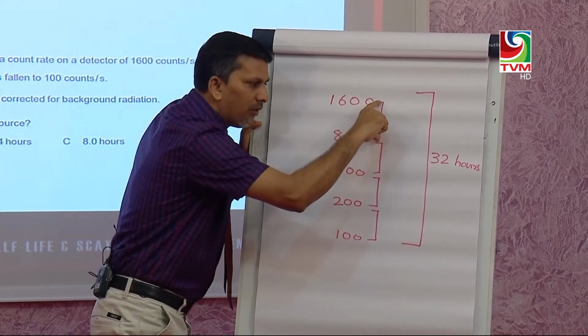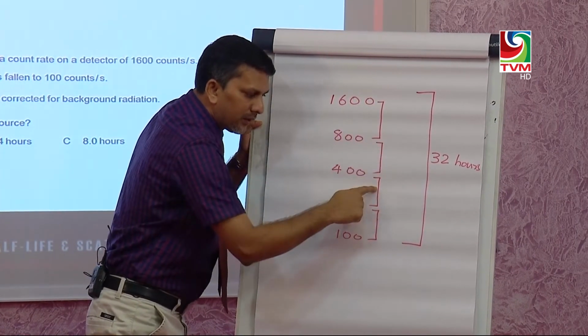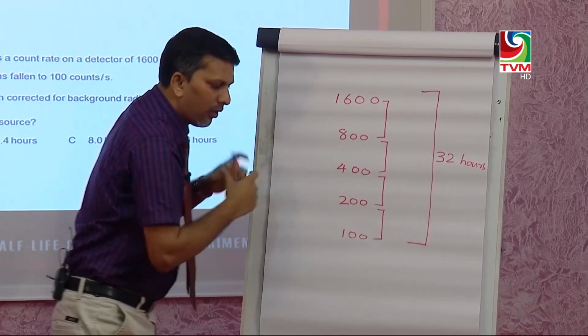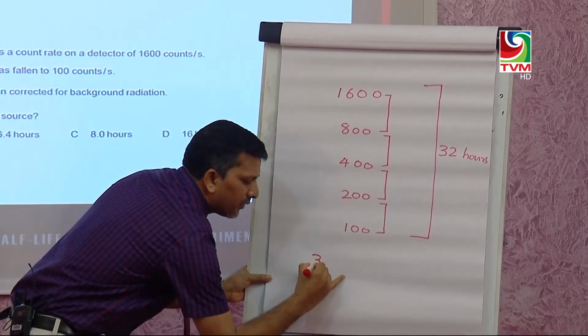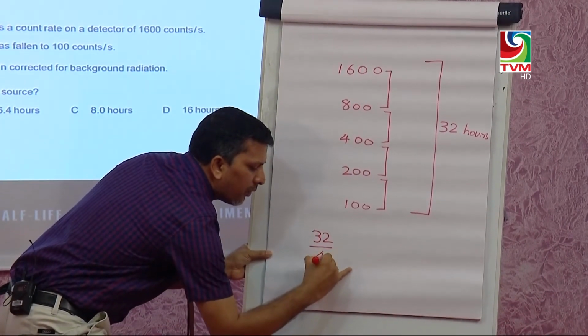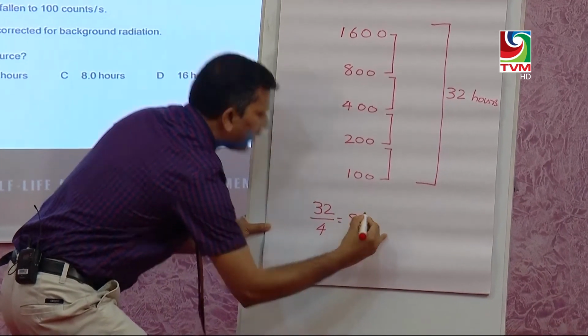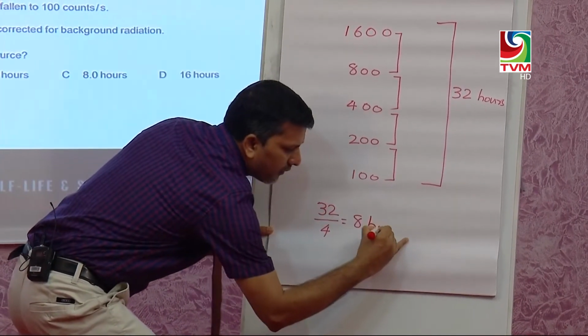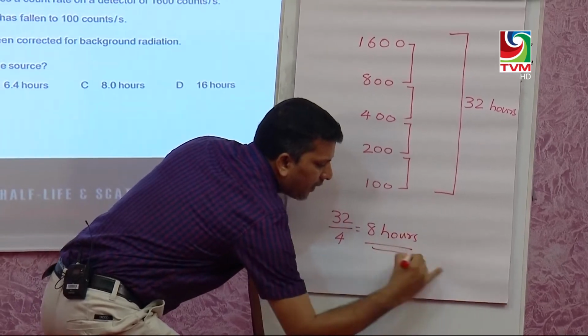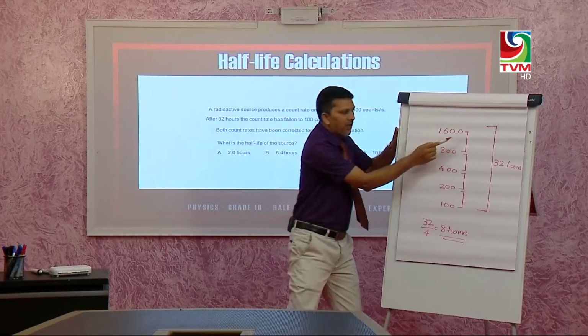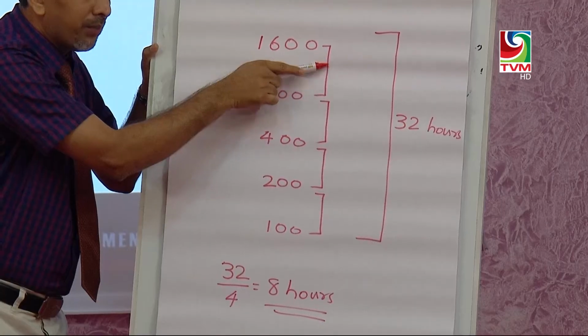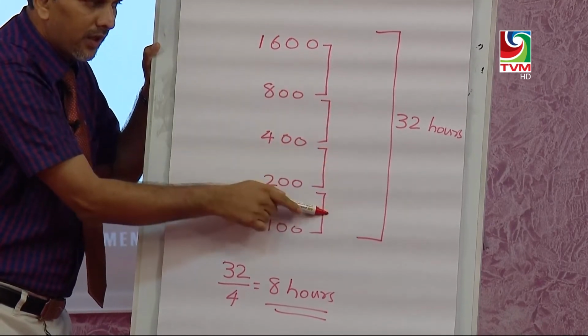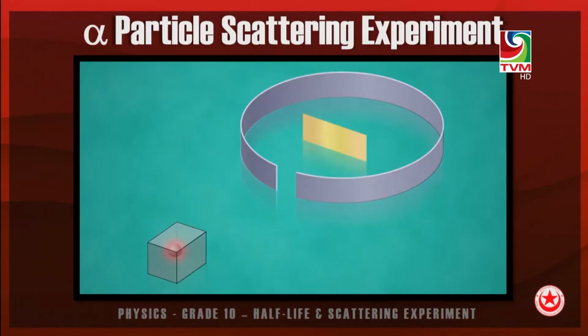Now we can check: 1, 2, 3, 4. So we can find the answer: 32 divided by 4 is 8 hours. So 8 hours is the half-life. Now we can check: 8 plus 8 plus 8 plus 8, total 32. Now we can go to the next part of the lesson.